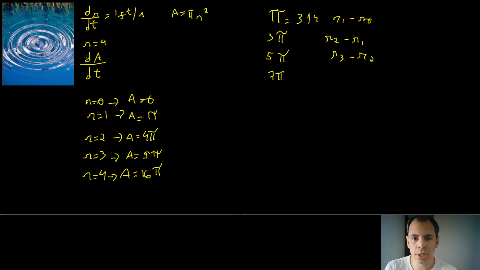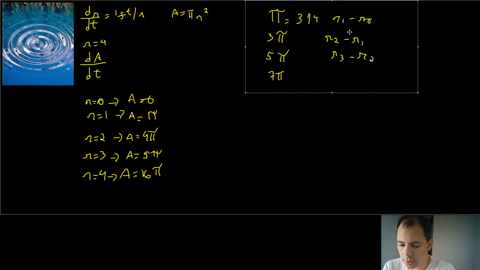Because the rate of change in the area is related to the rate of change in the radius, but it's not the same. Because the rate of change in the radius is constant, it's just 1 foot per second, and the rate of change in the area is increasing more and more and more. So how are you going to solve this thing?